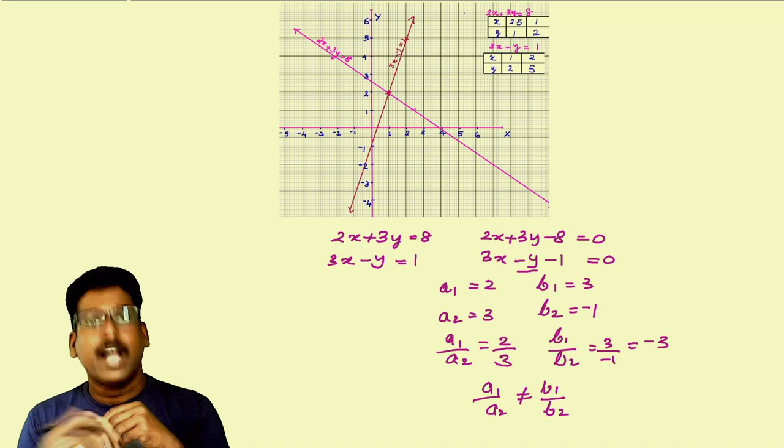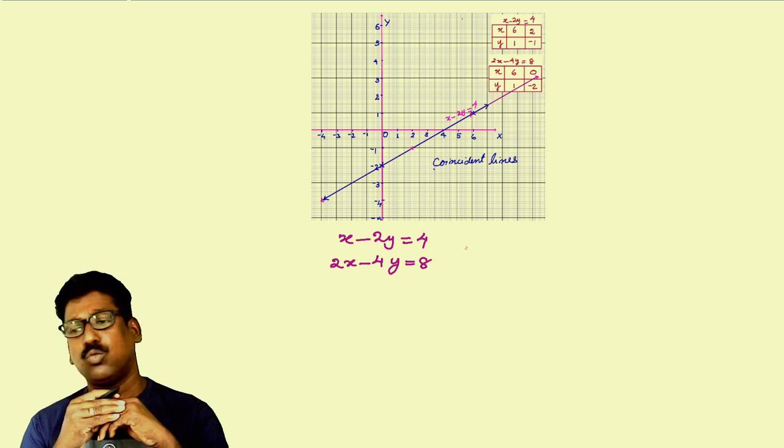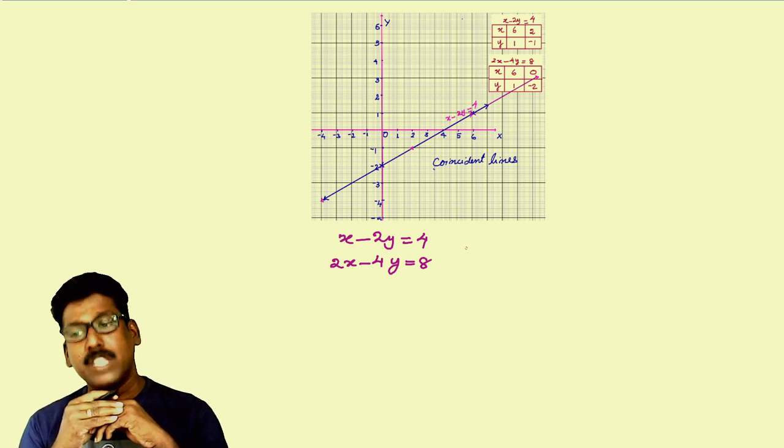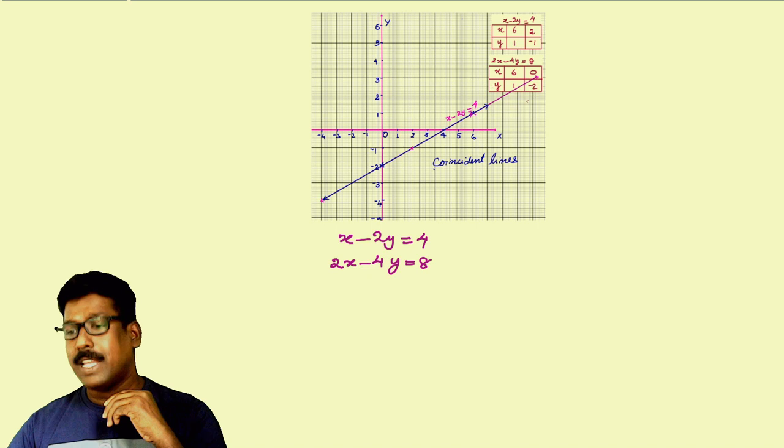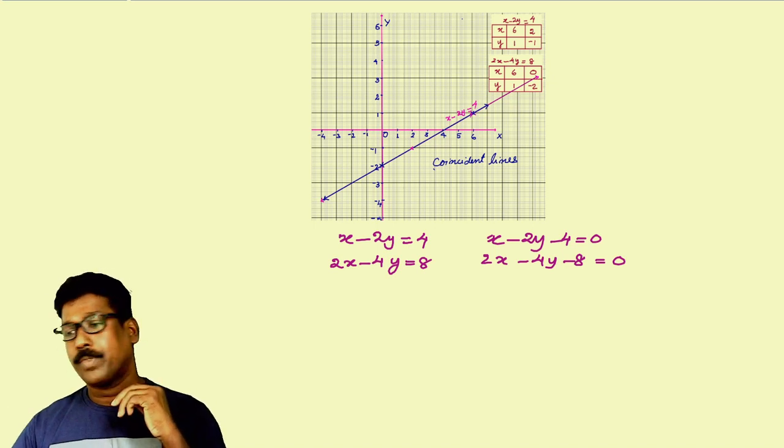Now let me take the other equation. Here is the graph of x minus 2y is equal to 4 and 2x minus 4y is equal to 8. Let me write it in the standard form. x minus 2y minus 4 is equal to 0, and 2x minus 4y minus 8 is equal to 0.